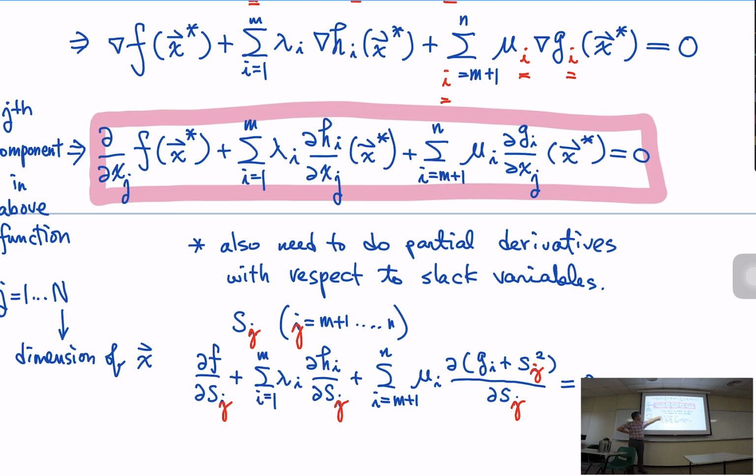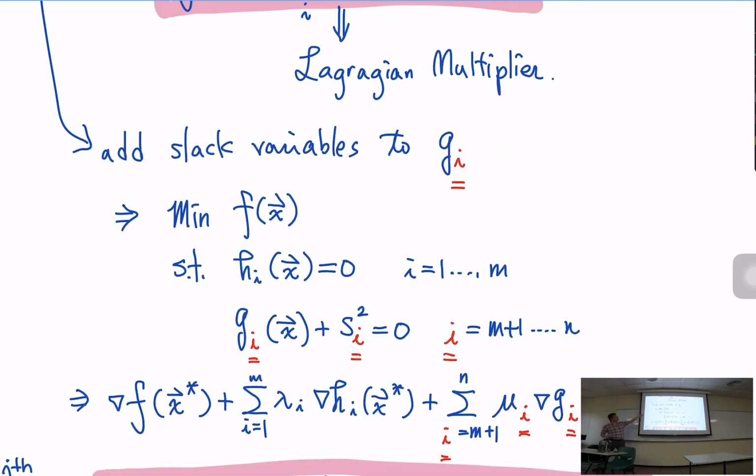Okay, so why do we have s i, not s j, earlier? Because for every g function we prepare one s i. So that's the time we have the same index.